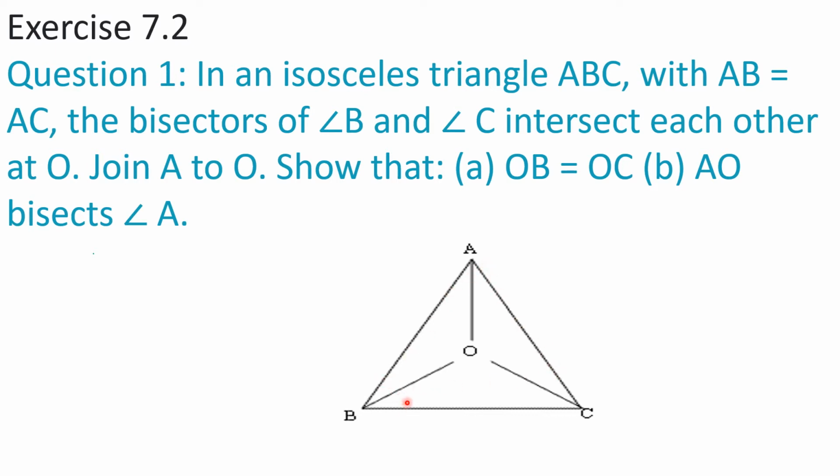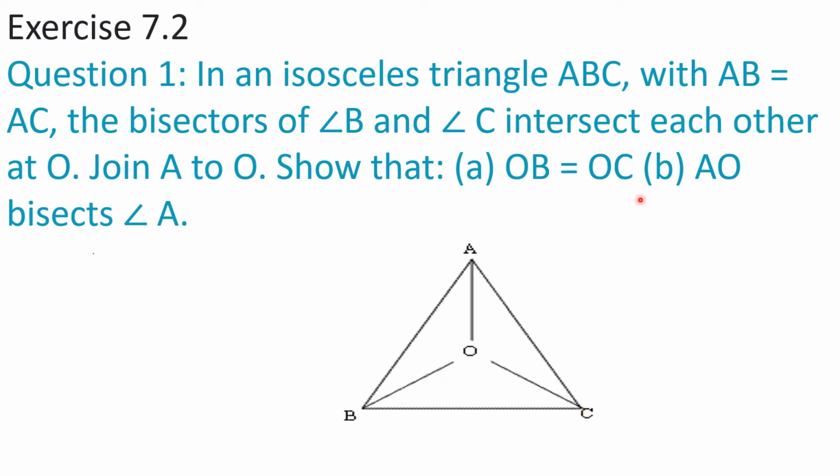Now, if you divide this angle B, it will become angle OBC, and if you divide this angle C, it will become angle OCB. Therefore, these two angles will be equal. If these two angles are equal, then we can again apply the property: sides opposite to equal angles are equal. Therefore, OB will be equal to OC. So, the first part is proved over here.